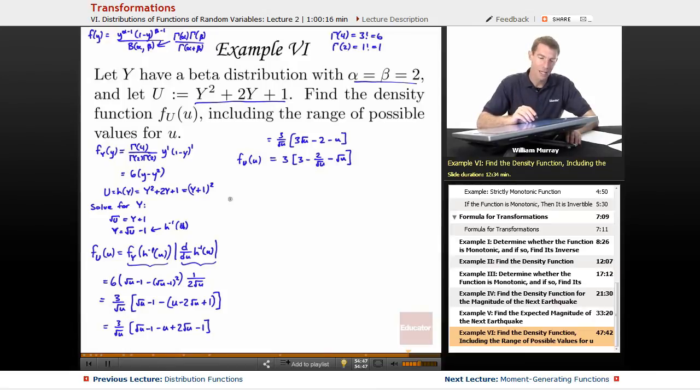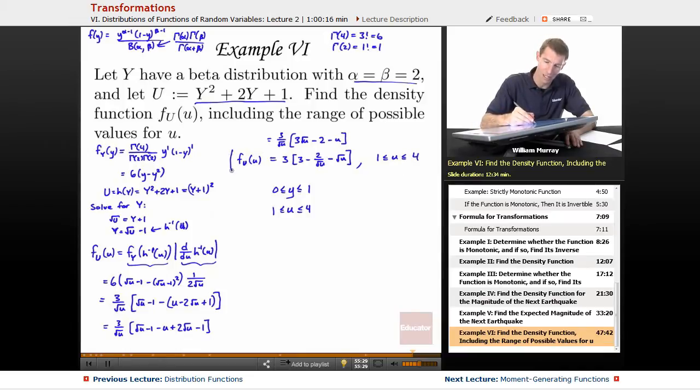So if y, remember for a beta distribution function, y will go from 0 to 1. That's always the range for a beta distribution function. And u, where is u in terms of y? y is the square root of u minus 1, so u is (y plus 1) squared. If y is 0, 0 plus 1 squared is 1, and 1 plus 1 squared is 4. So my range of values for u is from 1 to 4.